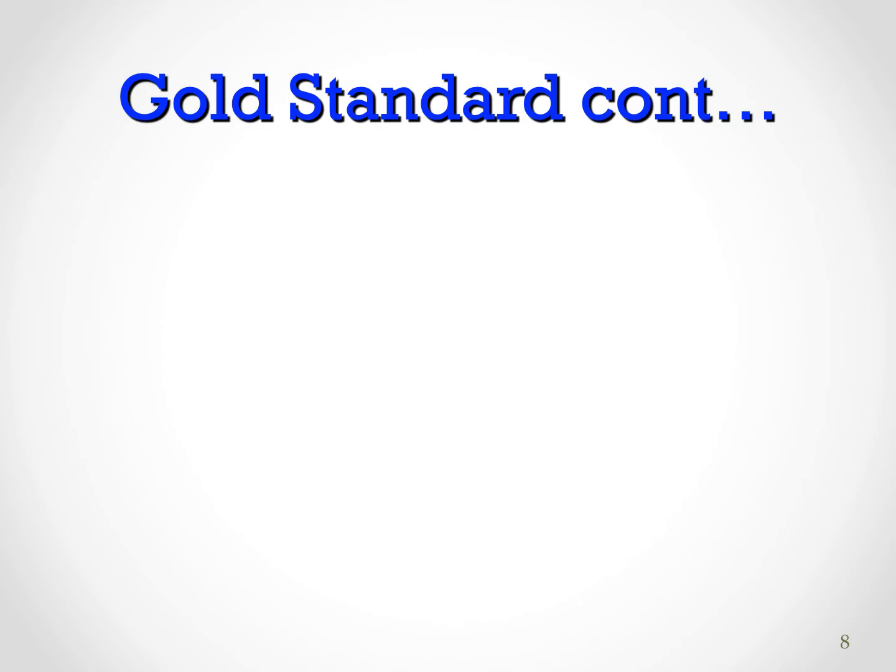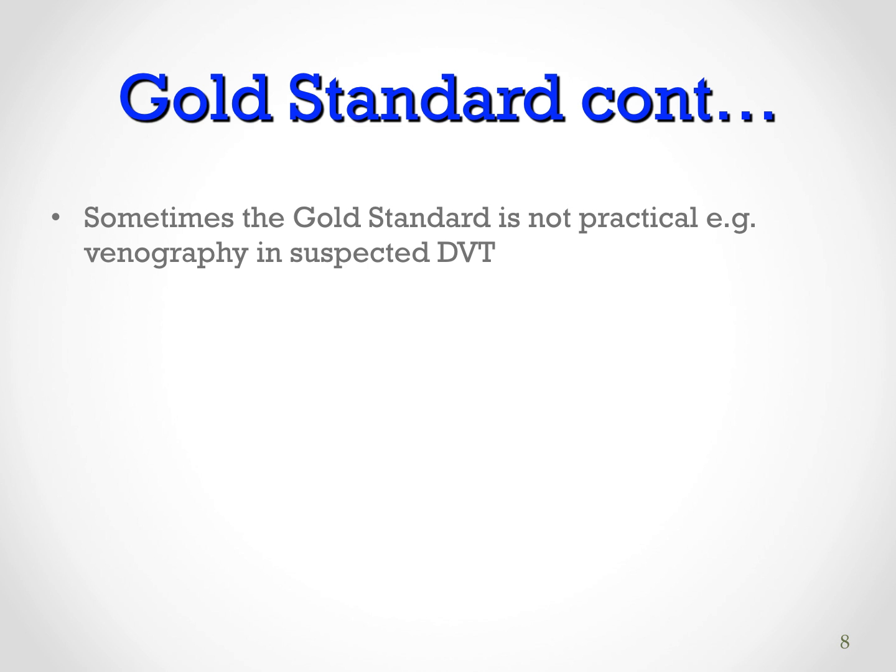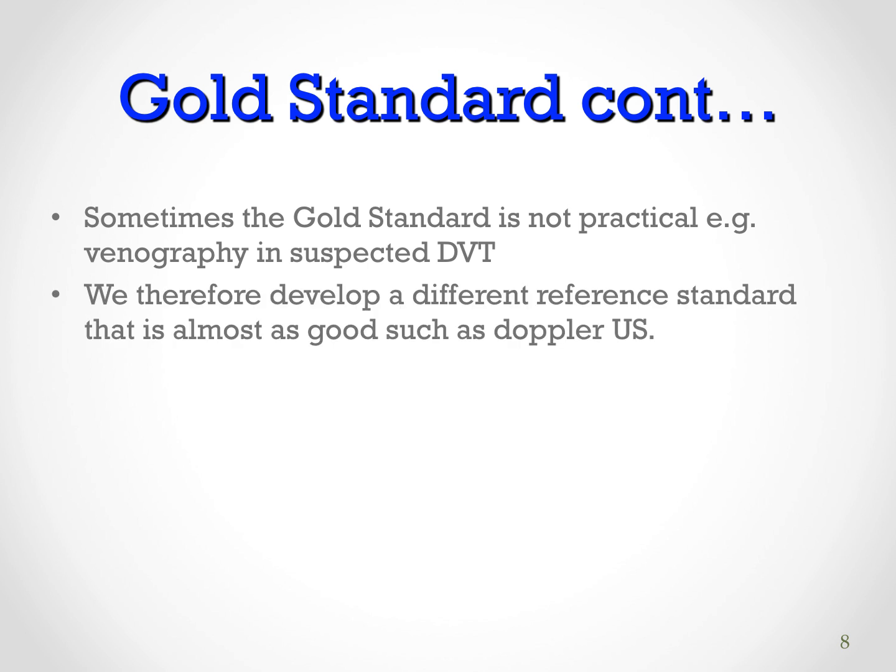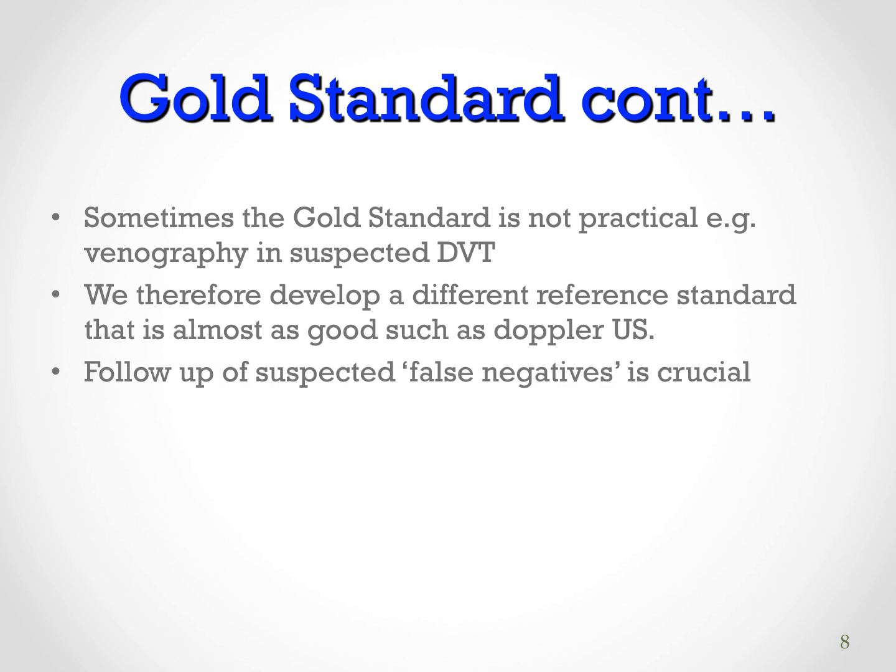Sometimes the reference standard used will not be the gold standard because the test is too tricky to do, for example, venography for DVT. So we've actually got to have a good think and develop a reference standard that's almost as good as venography, for example, Doppler ultrasound. The problem is that there will always be some false negatives when you're not using the gold standard, i.e. people who have the disease in question but happen to have a negative test, and we need to find some way of identifying them. This is the reason we often rescan in the case of individuals with a high Wells score and a positive D-dimer.